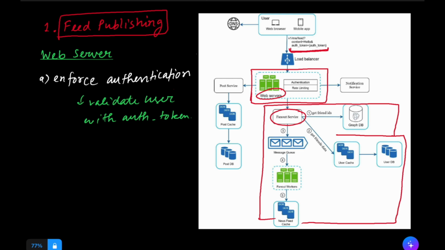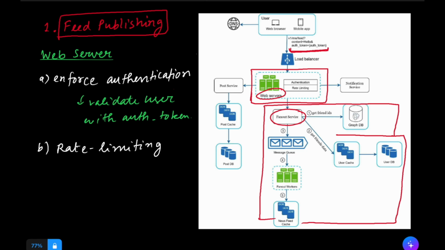The other is rate limiting. We use rate limiting to limit the number of posts per unit time, so that the system doesn't undergo starvation and to prevent denial of service attacks. So this is the main functionality of a web server.